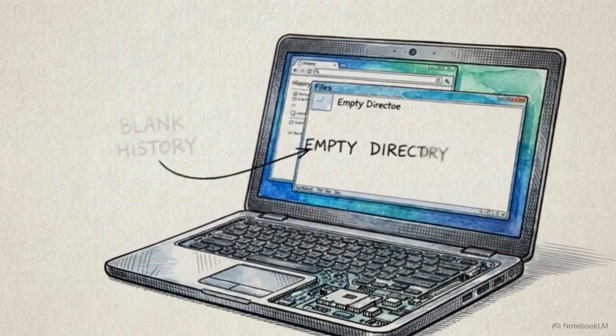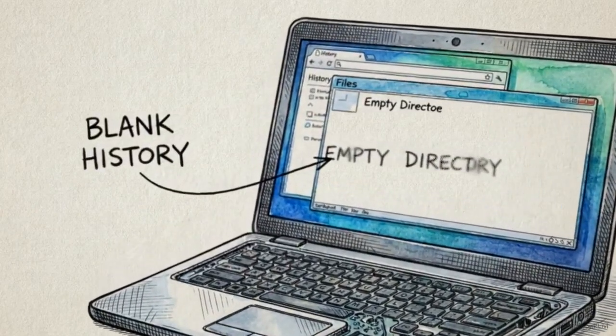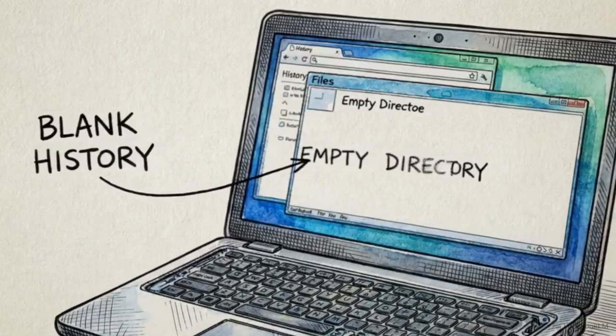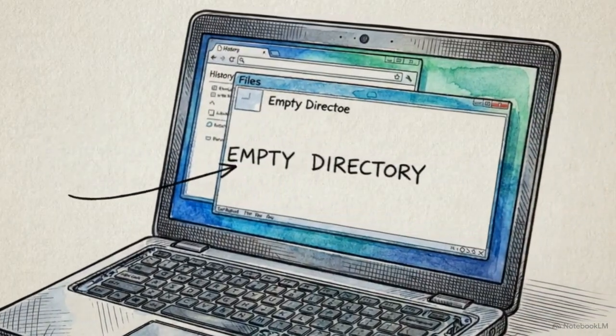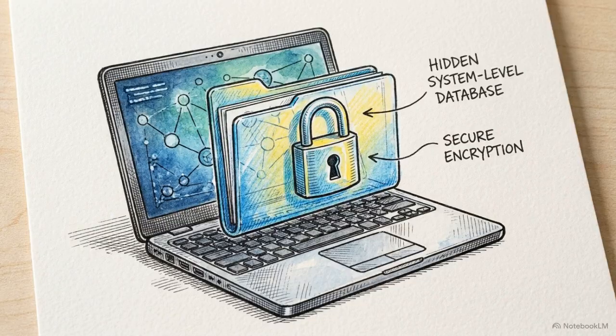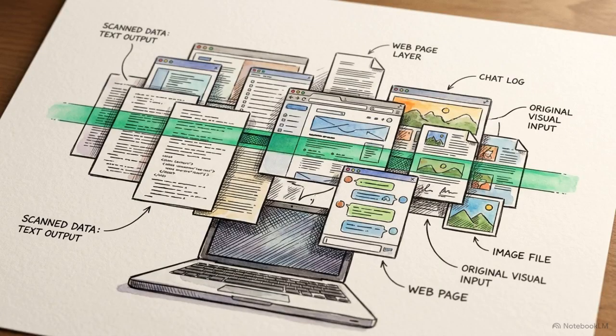Imagine a suspect's laptop where every browser history entry has been wiped and every file deleted. Traditional forensics stops there, but the investigation changes when that same device leaves behind a hidden operating system-level database containing an OCR-indexed photograph of everything that suspect ever viewed on their screen.